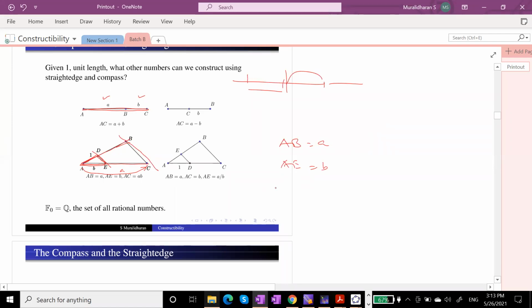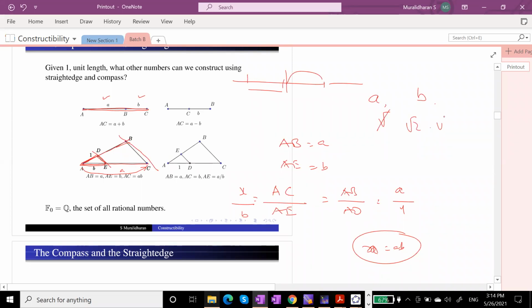Now, again, let's use that. My AC by AE is equal to AB by AD. By construction, AB is A. My AD is 1, my AC is what I want, X, and AE is B. That means X is equal to A into B. So whenever I can construct A and whenever I can construct B, I can construct A into B. That means I can construct root 2 into root 3, or root 2 into root 2021. I can construct all these things because root 2 is constructible, root 2021 is constructible, so the product is constructible.